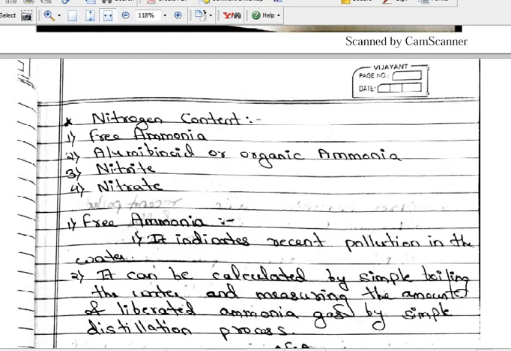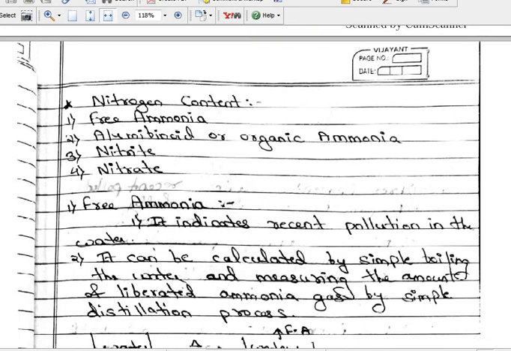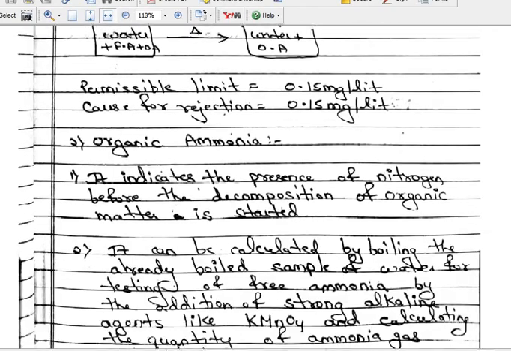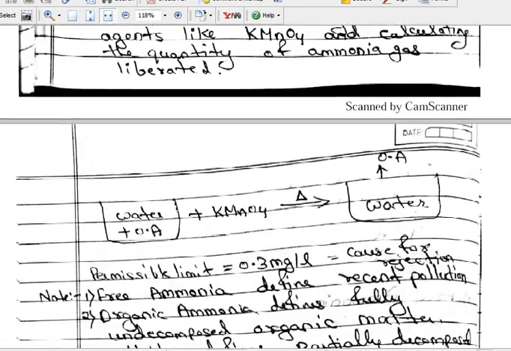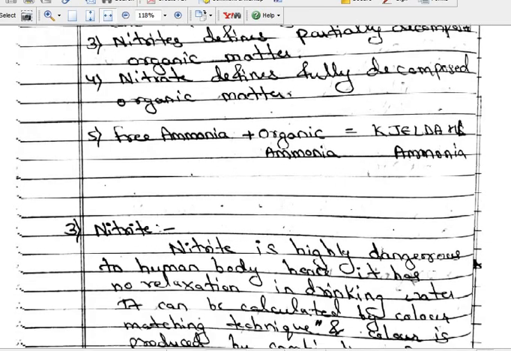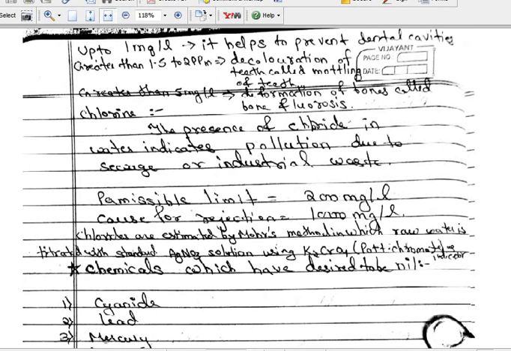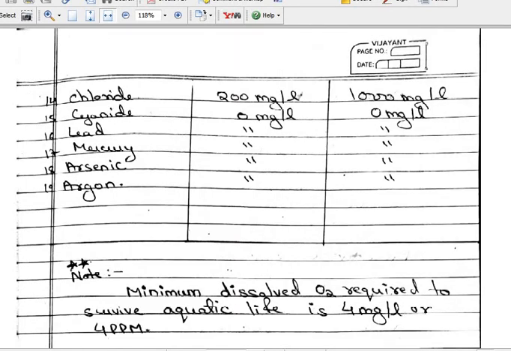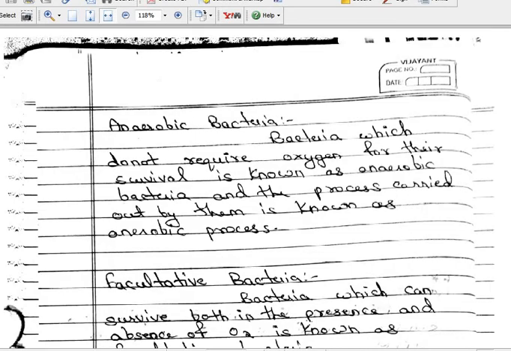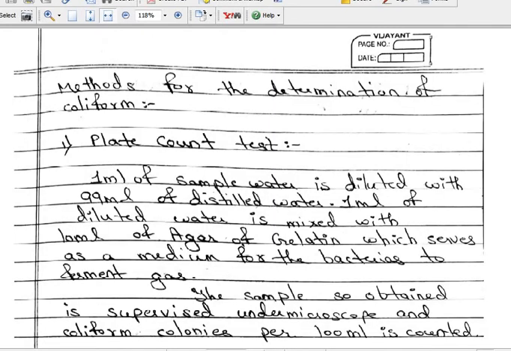Okay, let's move further. So this is the nitrogen part. Here normally numericals don't come, I have not seen so far. I request everyone to please go through these notes also, because everything I could not cover in the PPT. Some of the extra things are there in these notes, so you can go through them.